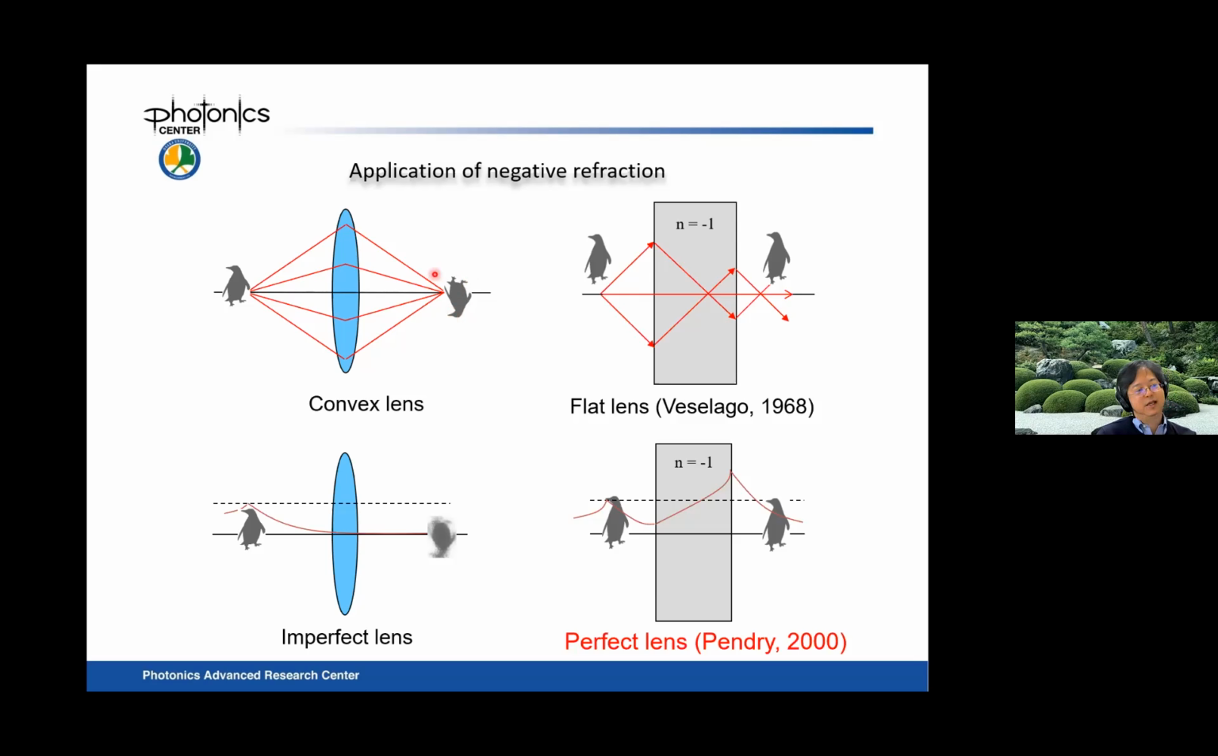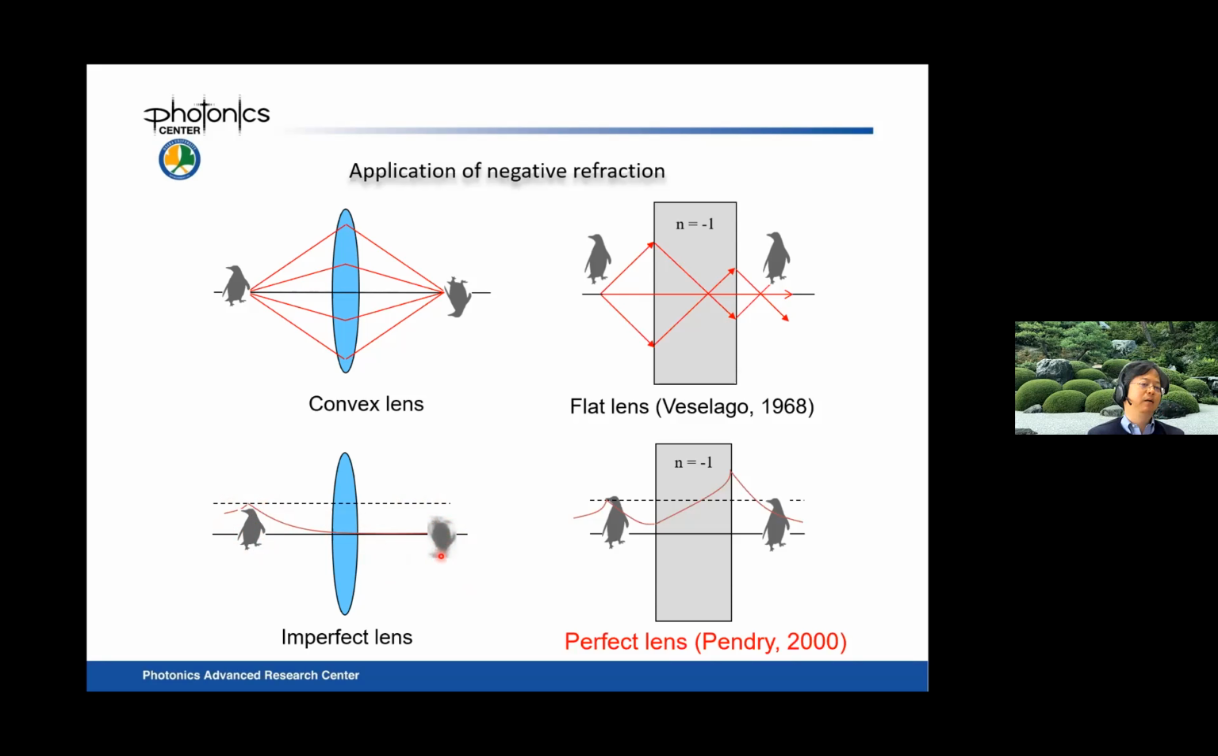But the important thing is this ray does not carry all the information of the penguin. The details of the penguin are lost during the propagation of the optical rays. This is because the fine structure of the penguin is carried by the evanescent waves. The fine structure of the penguin has a very high K wave vector, so its intensity decreases exponentially and almost disappears in this image space. As a result, the details of the penguin disappear in the image. This is called the diffraction limit.